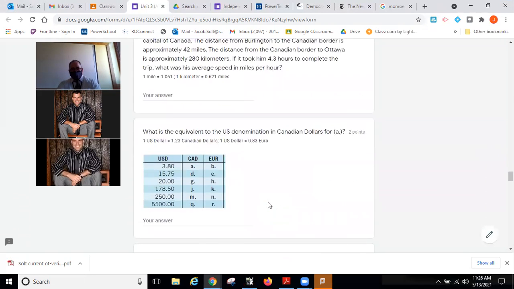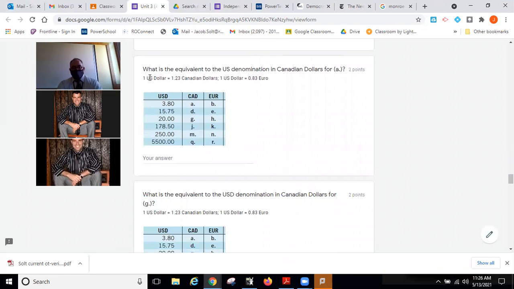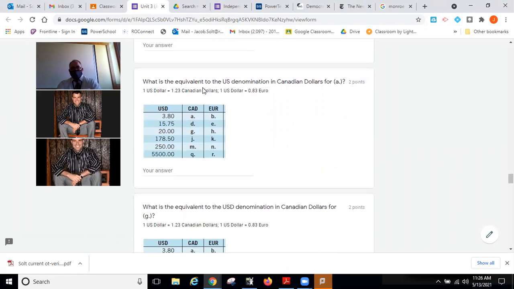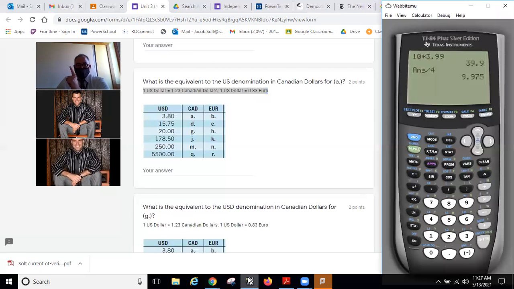Okay, so that's all. I think you guys can handle all that. Let me do one of these. What is the equivalent to the US denomination in Canadian dollars for A? I'm giving you the conversion rate right up here. 1 US dollar equals 1.23 Canadian dollars, and 1 US dollar equals 0.83 euro. For A, I have to convert US dollars to Canadian. This is going to be pretty easy because the denomination here is in US dollars.